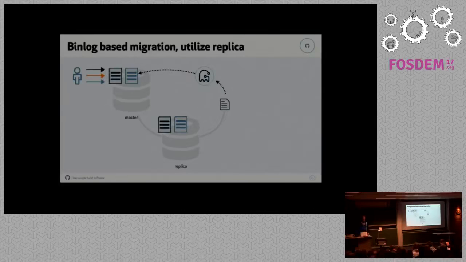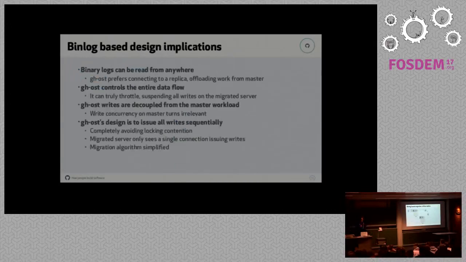So, of course, it's best to use a replica or a slave, however you want to call it. If you're reading from the replica, there's even less load on the master. And the only thing the master actually sees is normal inserts in a table, which is normal operation. Nothing special going on on the master. So, of course, we can read the binary logs from whatever is providing the binary logs. So that really helps.